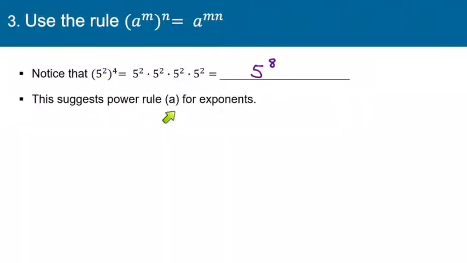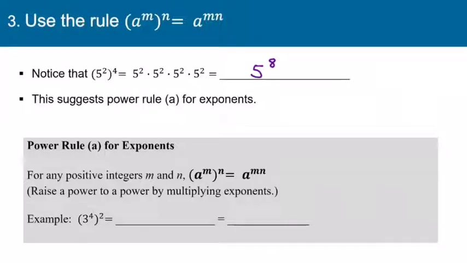So this is power rule A for exponents. For any positive integers m and n, a to the m power raised to the n power is going to be a to the m times n. So this is different from the product rule now, because the problem here is not really a product, it is a power of a power. So that's why they call this the power rule. So when you raise a power to a power, you multiply the exponents together.